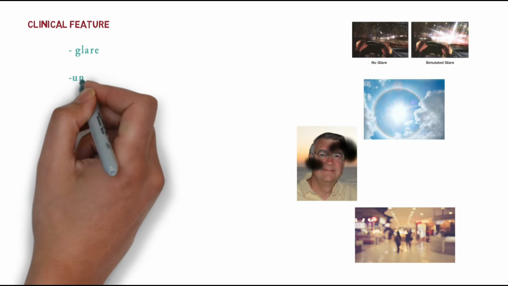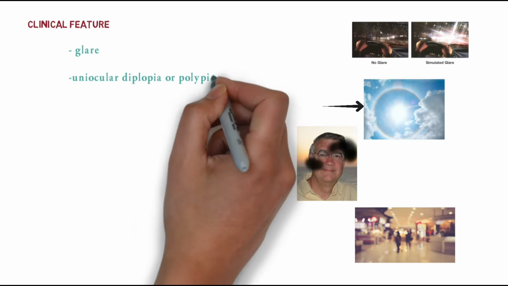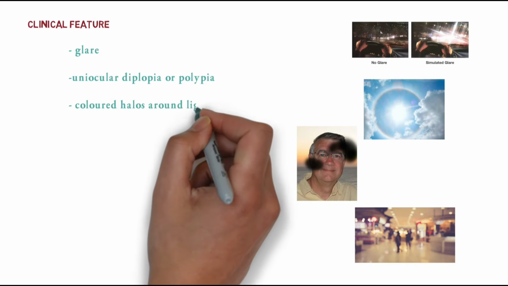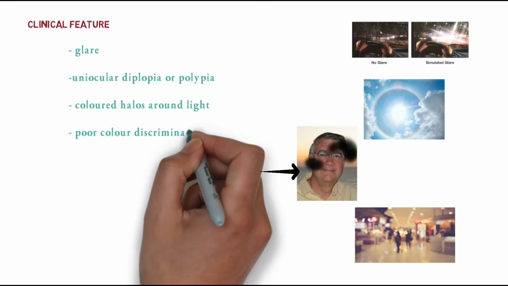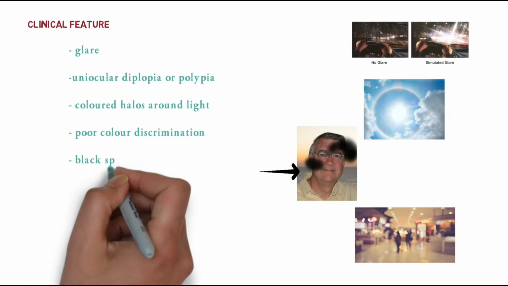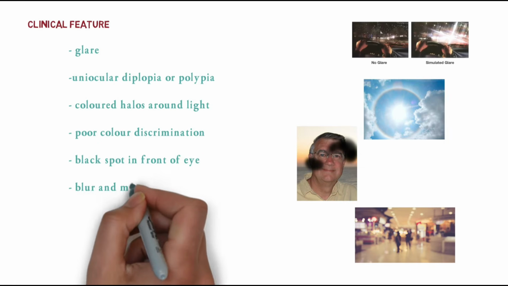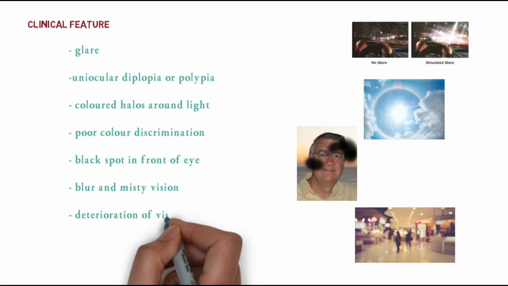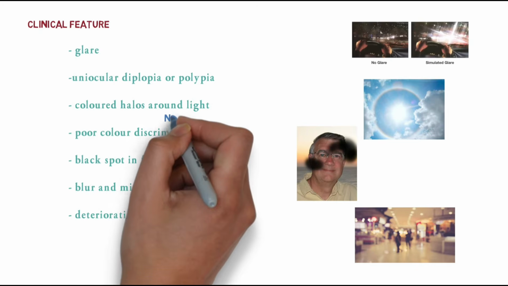So clinical features are glare, uniocular diplopia or polyopia, colored halos around light, look over here, poor color discrimination, black spots in front of eyes, look over here, blurred and misty vision, and deterioration of vision. So these are the clinical features of senile cataract. And remember that colored halos are more common in nuclear cataract.